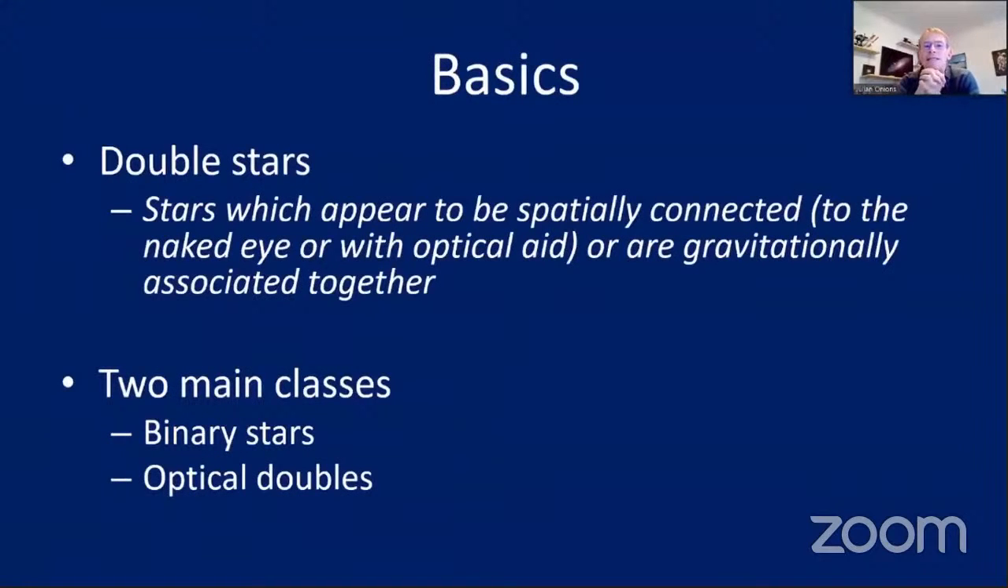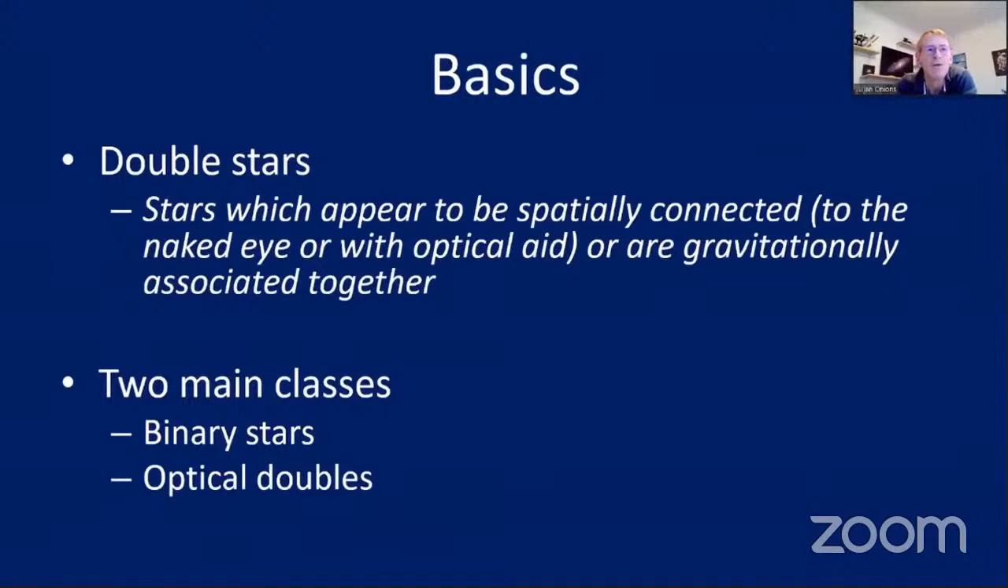As the name implies, a double star is two stars that appear to be connected, at least in the eyepiece, either with the naked eye or with an optical aid, and they may be associated with each other or they may not. So there are two main classes: binary stars and optical doubles.